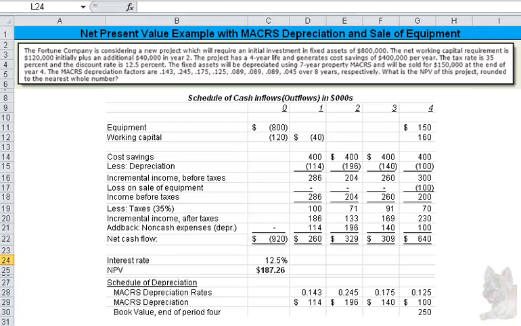Now, this may not match exactly the source of this information, and that may be due to rounding in how the calculations were either done here or whether they used a table approach. Keep in mind, if they're using NPV interest factors, there may be a rounding effect. But this is how I would calculate net present value to this problem.